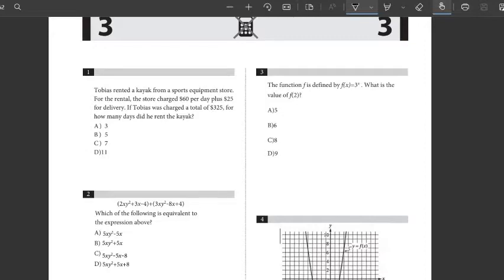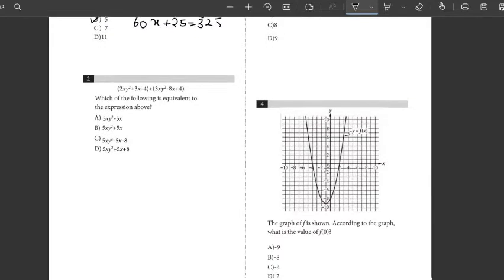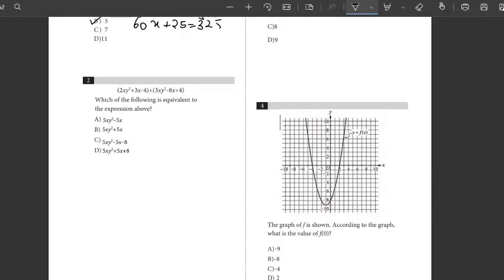Tobias rented a kayak from a sports shop. Okay, let me just start the timer. $60 per day plus 25 for delivery. So the total is 325. Okay, so 60x plus 25 is 325. That goes over there. It'll become 300, which divided by 60 would give 5. So 1 is B.